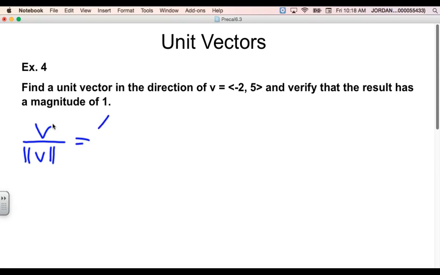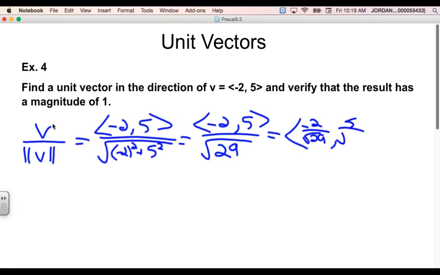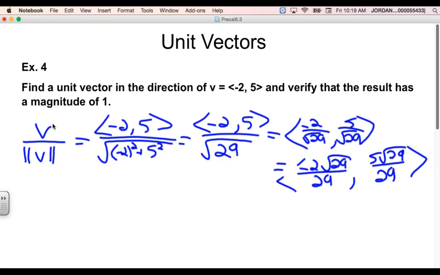So our vector is -2, 5. And on the bottom, we're going to find the magnitude of it. So we do the square root of -2 squared plus 5 squared. When we simplify that, we get the square root of 29. So then we've got -2 over square root of 29 and 5 over the square root of 29. And of course, we can't leave the square root on the bottom, so we move the square root up top and leave 29 on the bottom. Same thing right here, 5 square root of 29 over 29. So this would be our unit vector.